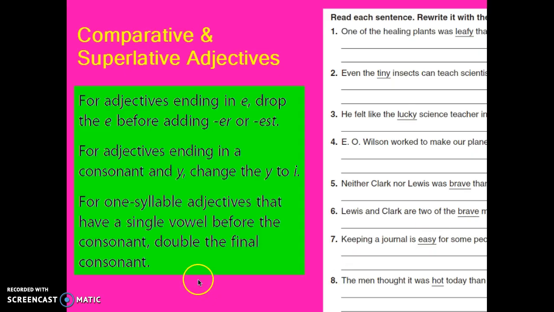Alright. Now, there are some spelling rules that you need to be aware of when you're working with your superlative and comparative adjectives. For example, for adjectives ending with an E, you kind of pretend to drop that E and then add your ER or EST. For adjectives ending with a Y, so a consonant and a Y, you change the Y to an I. And for one-syllable adjectives that have a single vowel before the consonant, you'll double the consonant and then add your ending, your ER or your EST.